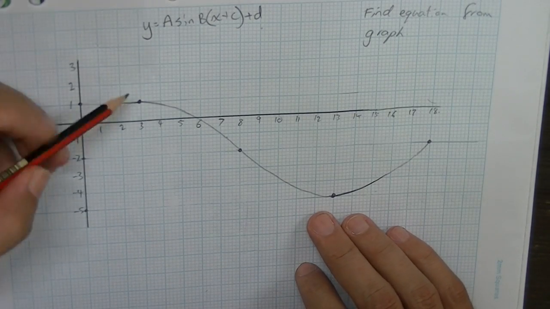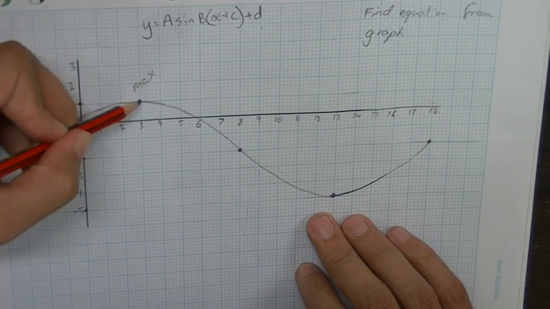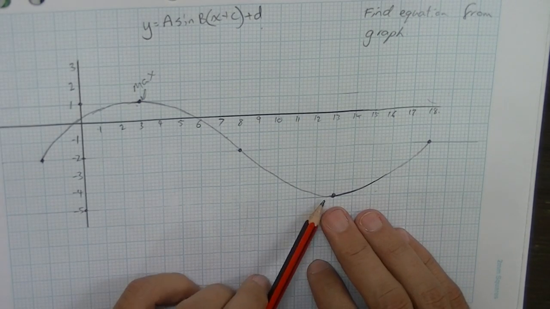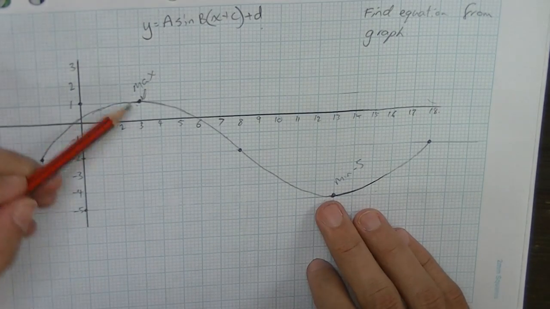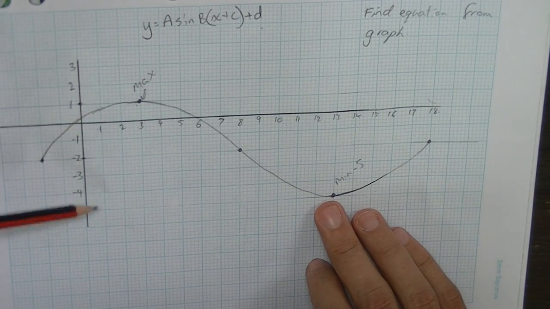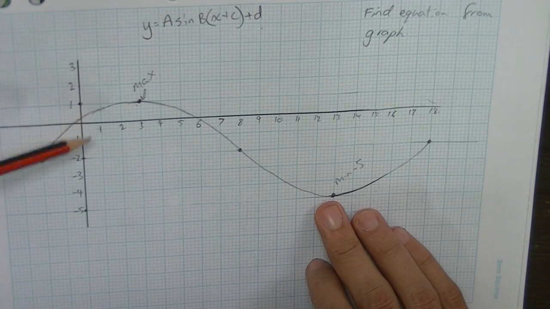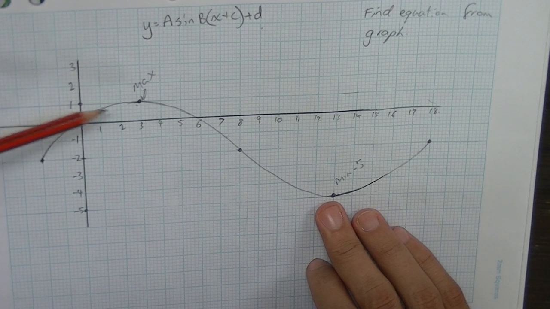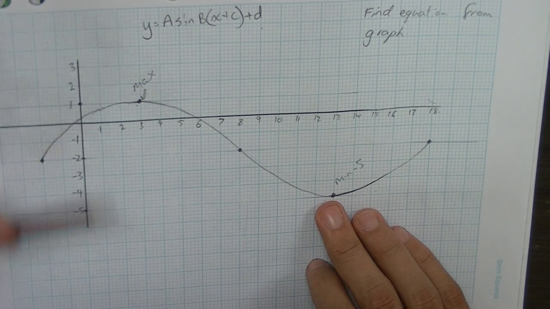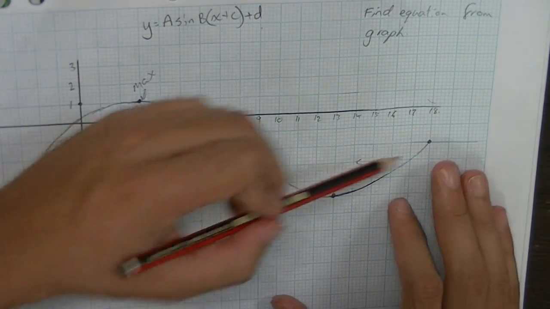We can see that it has a max of 1, a minimum of -5, and between those two points, in the exact center of those two points, is going to be our mean, our middle line. Okay, so 1, -5, add those two together, I get -4, divide that by 2, I get -2.